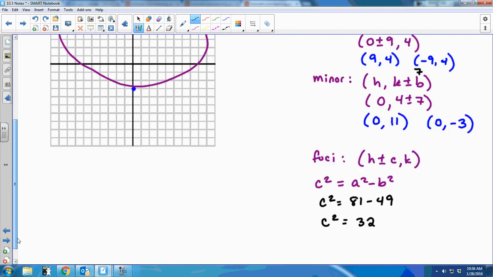So c is the square root of 32. I'm going to leave it that way for now. You can simplify it if you want to. I'm just trying to save time. And then I go back and write my 2 coordinates. So h was 0, plus or minus the square root of 32, comma 4. You don't have to graph them. We just have to list them as part of the problem. Questions about that, though? I know there are a lot of pieces, but I don't think it's atrocious in difficulty. Okay.